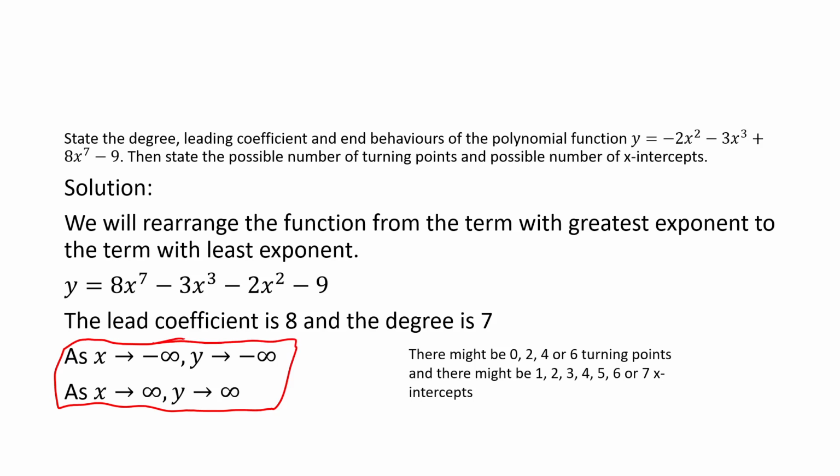Now, because the degree is 7, there might be 0, 2, 4, or 6 turning points. And because it's odd, we know there can't be 0 x-intercepts, so there must be 1, 2, 3, 4, 5, 6, or 7 x-intercepts.